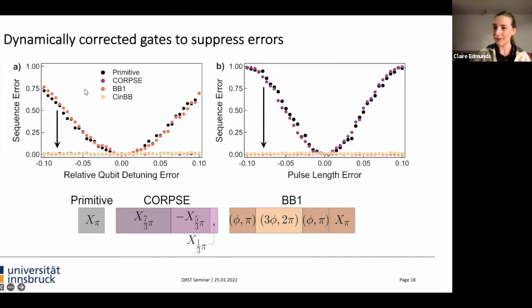When I repeat this with 4 different types of gate constructions, I've chosen primitive gates, CORPSE, which is a DCG to suppress detuning errors, BB1, which suppresses over-rotation and pulse length errors, and CinBB, which suppresses both. Looking at the results, we can see that the black data for the primitive is very sensitive to the engineered errors, and quickly the quantum state diverges from what we want to have. The CORPSE and the BB1 perform really well in one quadrature and poorly in the other, whereas the CinBB is robust in both. So this is showing how we can use these DCGs to suppress errors in our quantum sequence, despite the fact that there is a physical noise source or a physical error source happening.